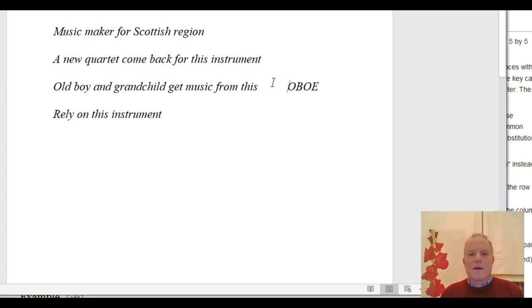Well, that's fair enough. And now, if you start thinking about musical instruments, well, this one becomes possible because one of the Scottish regions traditionally is called Fife, and of course that's a musical instrument. So now we've got two four-letter musical instruments. Down here, rely on this instrument.